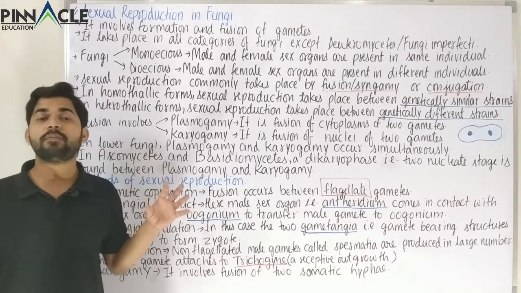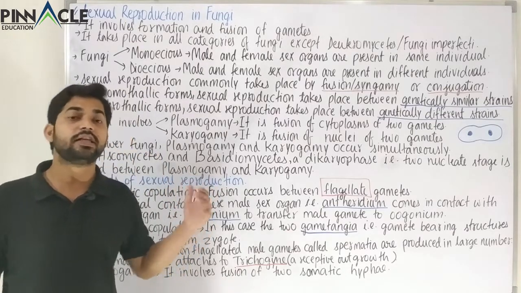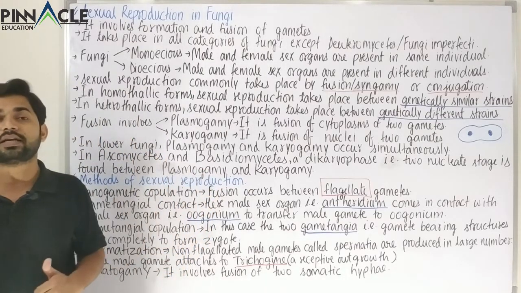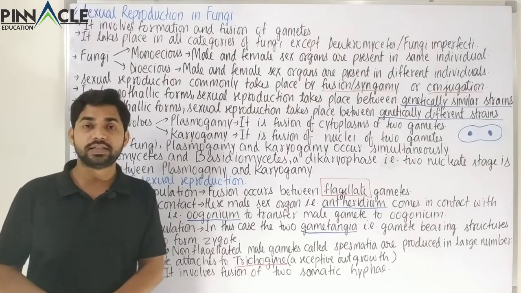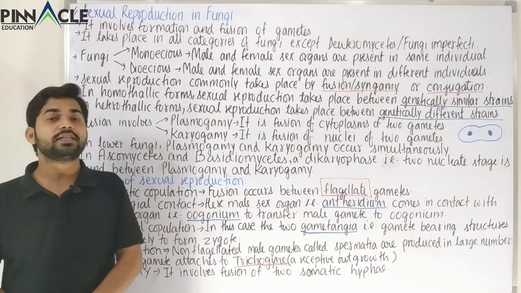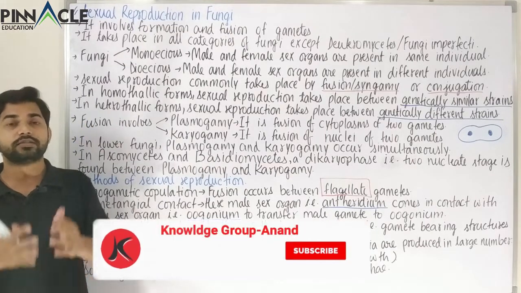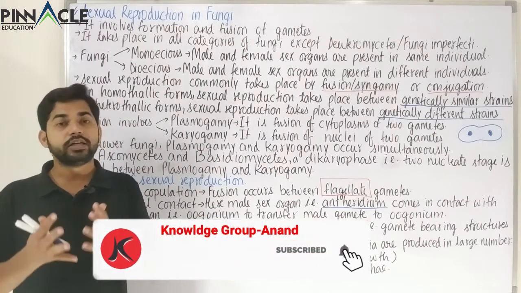So now we have completed the nutrition and the reproduction and various types of reproduction in the kingdom fungi. Now we are going to start the categories of fungi, for example the Phycomycetes, Ascomycetes, Zygomycetes, Oomycetes or the Deuteromycetes.